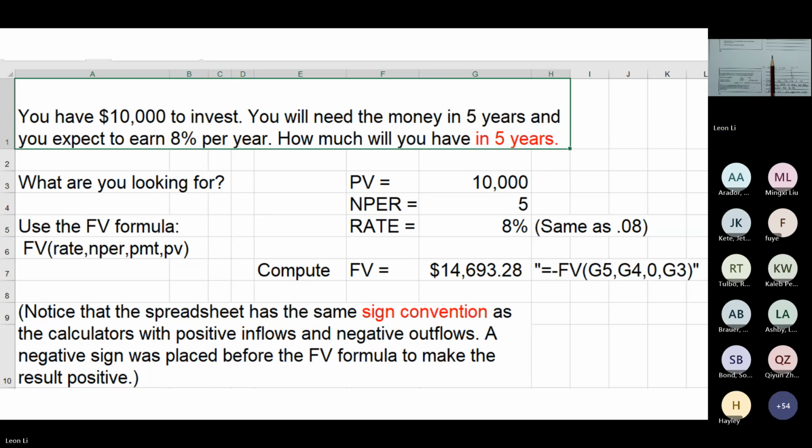And please note, we have a negative sign before the future value. This is a sign convention. That means PV and FV have opposite signs. The idea is simple. PV and FV, earlier money and future money: one is inflow, the other is outflow. Outflow is negative. But in finance, we don't like negative values, so I add a negative sign in front of the future value to make the result positive.